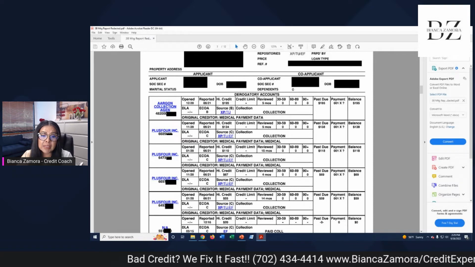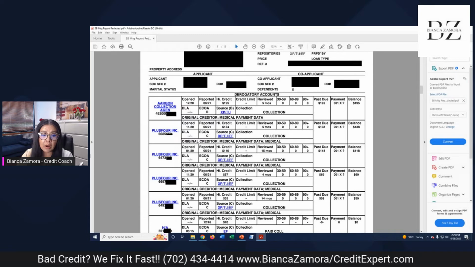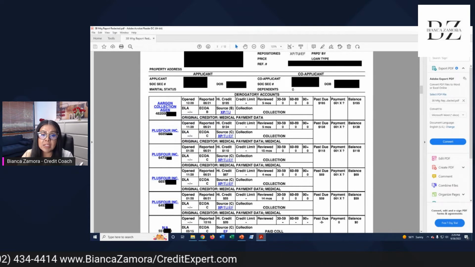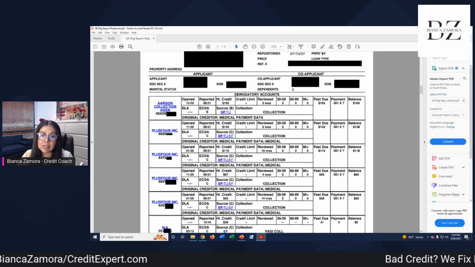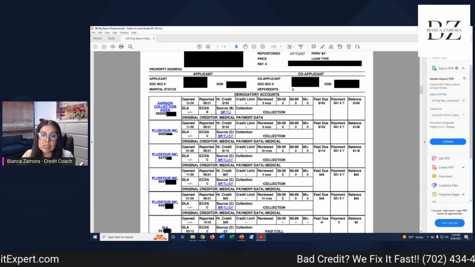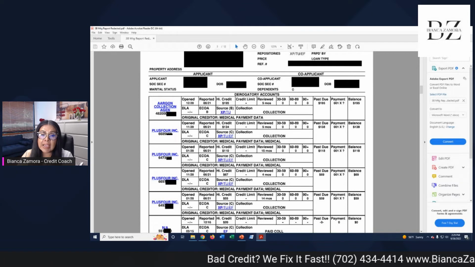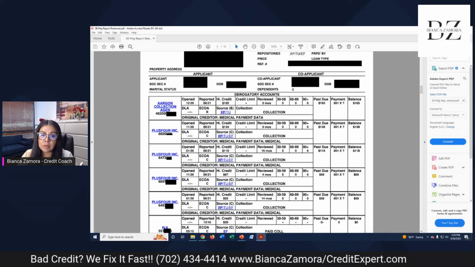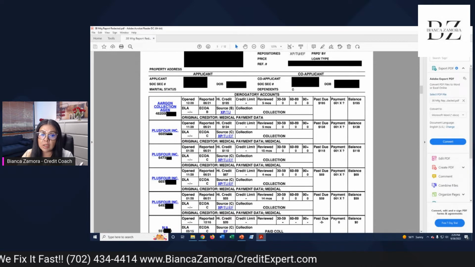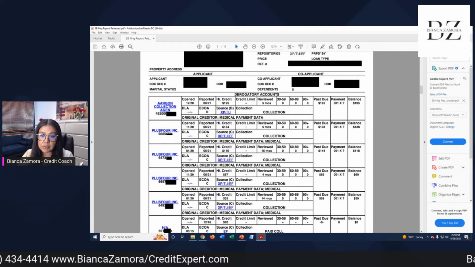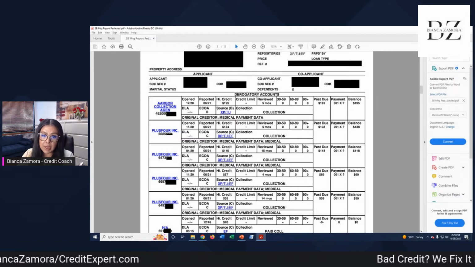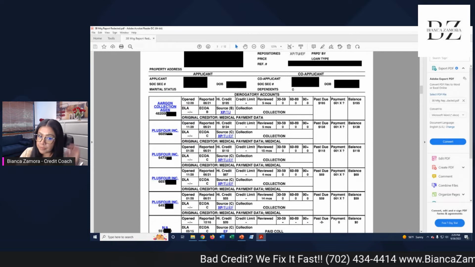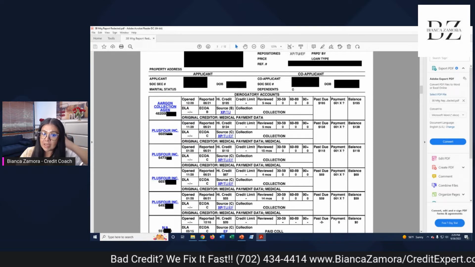Then to the right of that, it tells you the source of the data. So where are they getting this collection from? They're getting it from XP and TU. XP represents Experian, TU represents TransUnion, and if they had EF or EQ, that would be Equifax. Okay, so that's the bureaus that are reporting this. As you can see, this collection is only on two bureaus, and it's affecting two credit scores, right? Not all three.